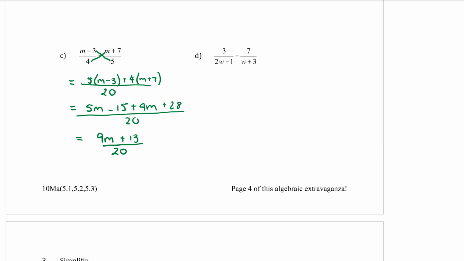Again, because I still have two terms there on the top, you check to see, can I factorize anything out of the 9 and the 13? 13 is a prime number, so unless I can take 13 out, it's not going to happen. So I can't simplify any further.